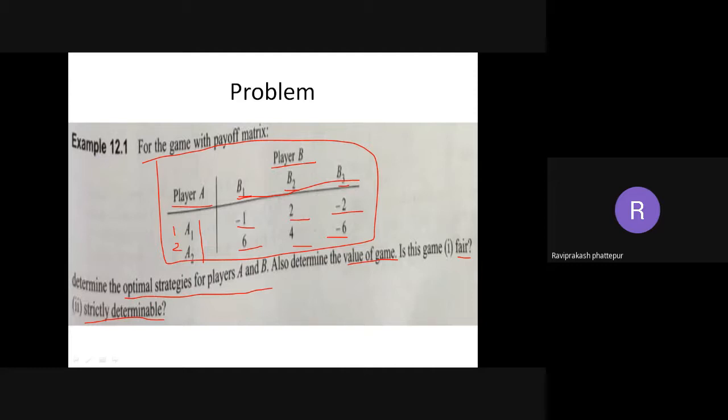It is fair if it is a zero sum game, that is, when you add both the losses and the gains, you get zero. That means it's a fair game. If not, if you are not getting zero at the end, it's a strictly determinable game.